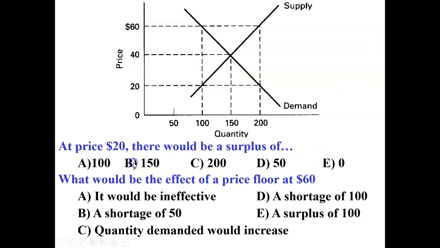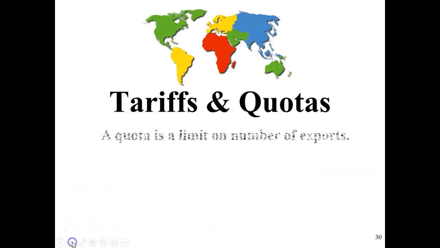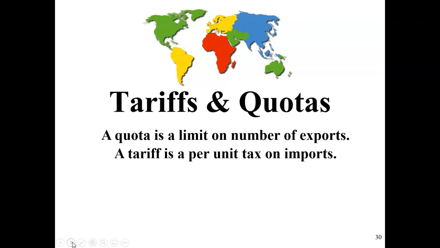Let's look at some of the next things. I think we started to look at tariffs and quotas. And just for a definition, a quota is a limit on the number of exports. A quota is like an actual number on the quantity of a good that can be imported. And a tariff is a per unit tax on imports.